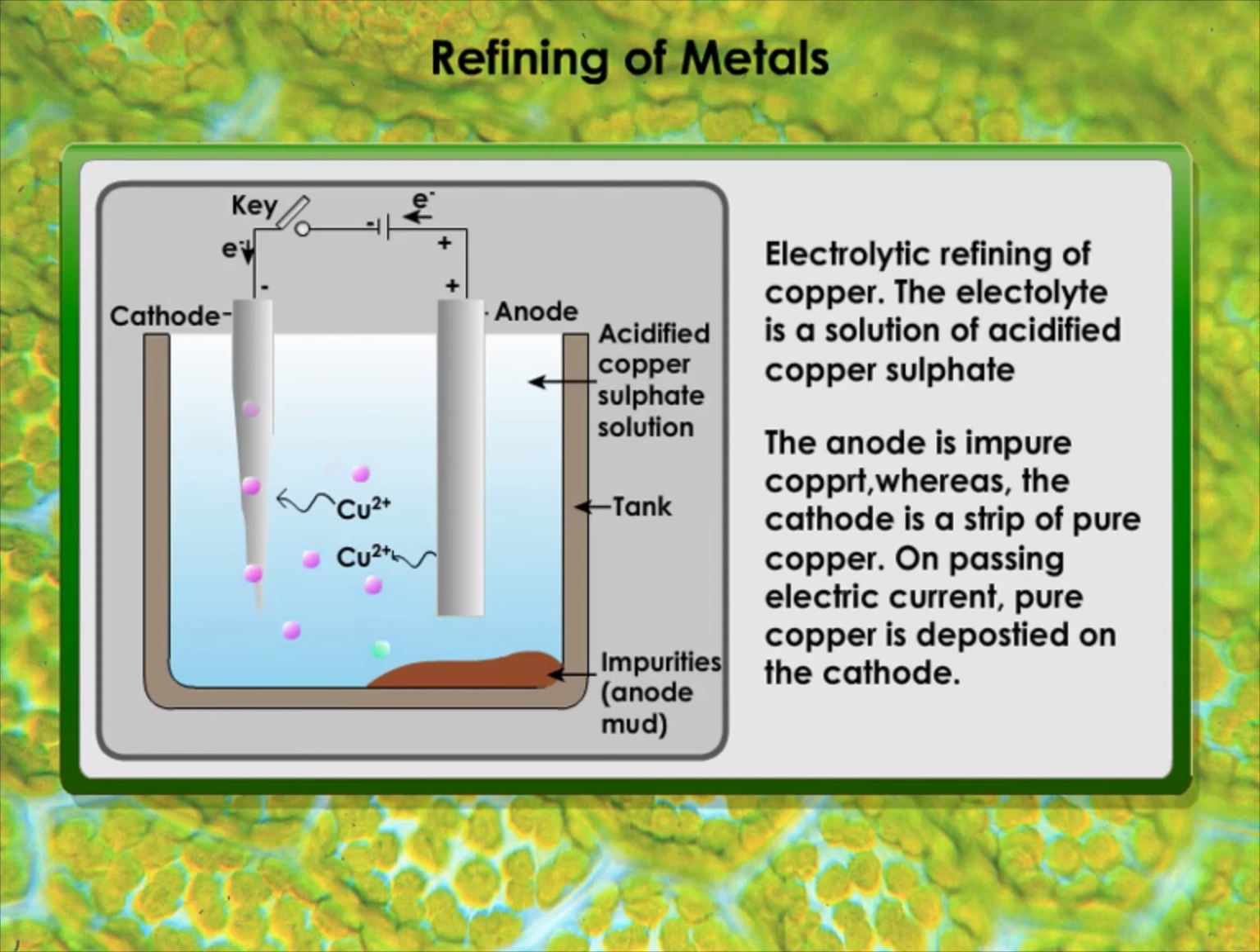In this process, the impure metal is made the anode, and a thin strip of pure metal is made the cathode. A solution of the metal salt is used as an electrolyte. The apparatus is set up as shown. On passing the current through the electrolyte, the pure metal from the anode dissolves into the electrolyte. An equivalent amount of pure metal from the electrolyte is deposited on the cathode. The soluble impurities go into the solution, whereas the insoluble impurities settle down at the bottom of the anode and are known as the anode mud.